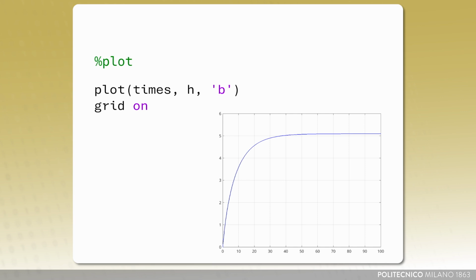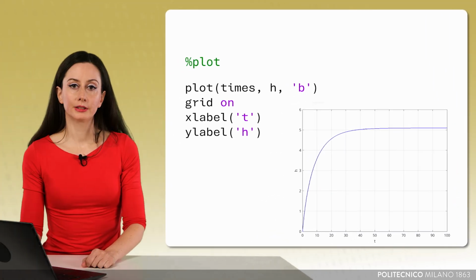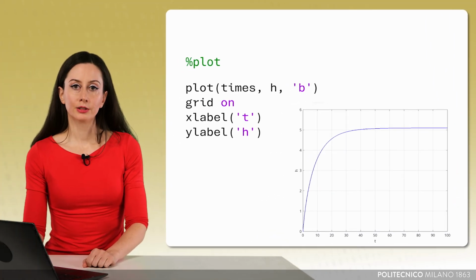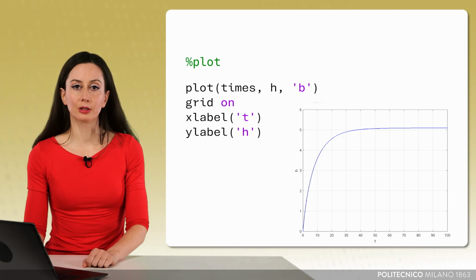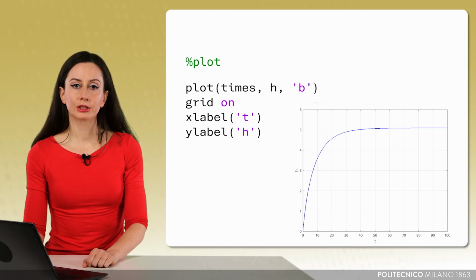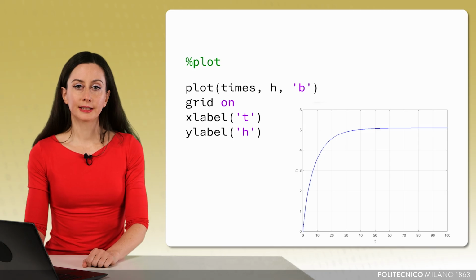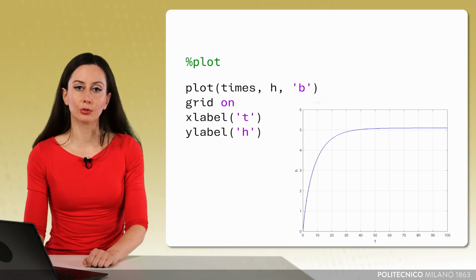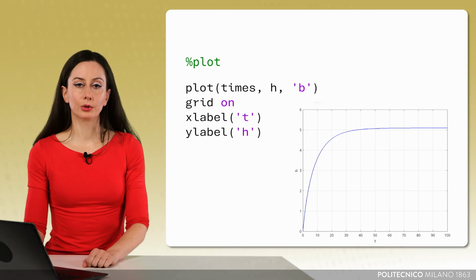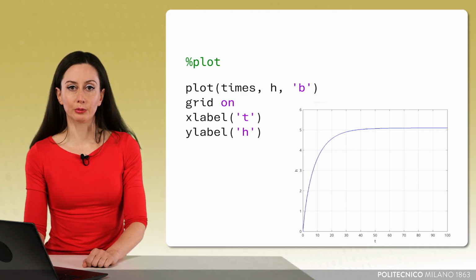We can also display a grid on top of the axis using grid on. And we can add axis labels, so times on the horizontal axis, h on the vertical one. So let's have a look at the solution we just computed. Notice how initially it grows very rapidly, but after some time it reaches an almost constant value. This happens because the outflow is initially small, but then it grows with the water level h, and eventually it matches the inflow, and we reach an equilibrium.